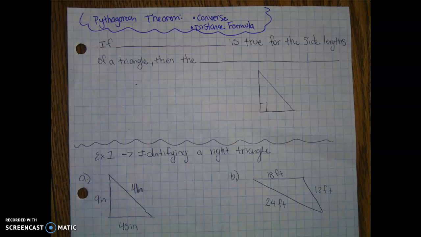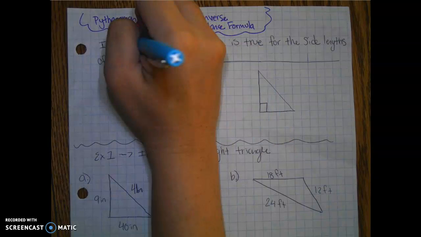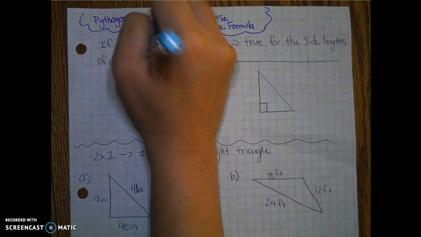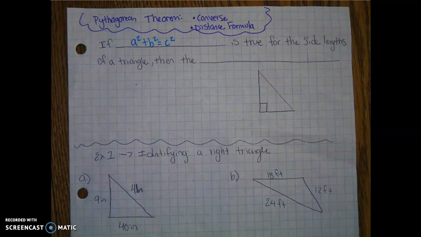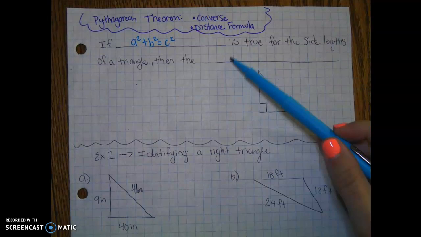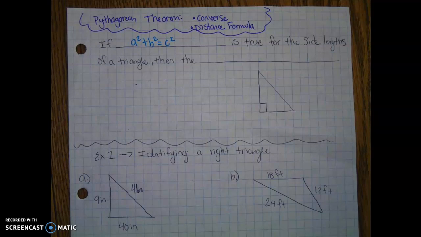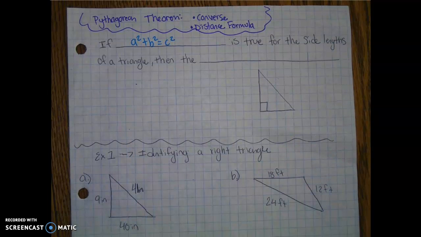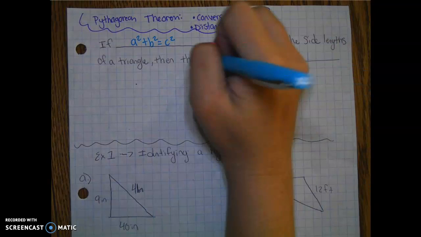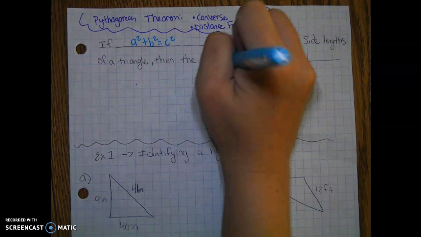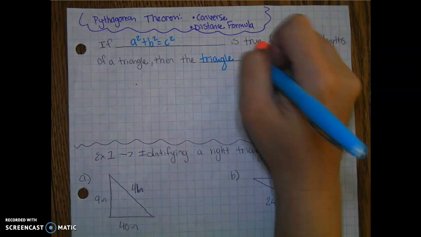So, this statement says, if a squared plus b squared equals c squared, which is our formula, is true for the side lengths of the triangle, then the triangle is a right triangle.